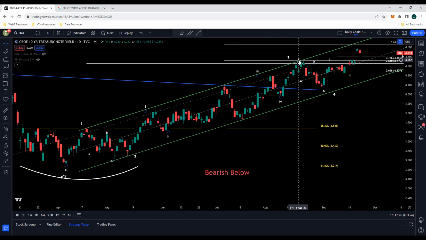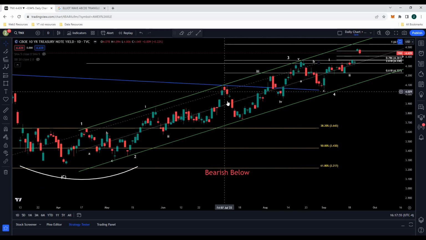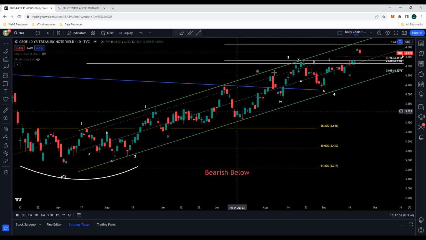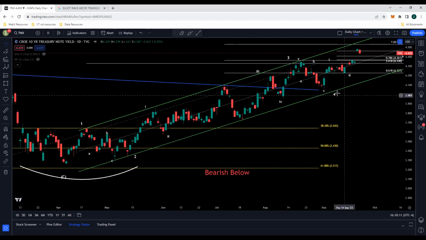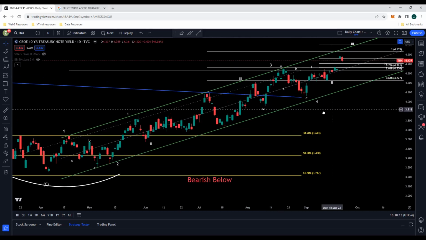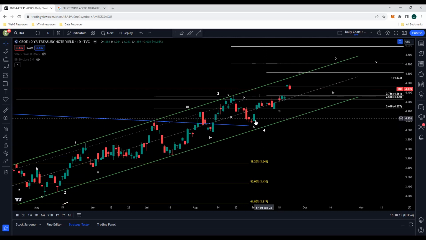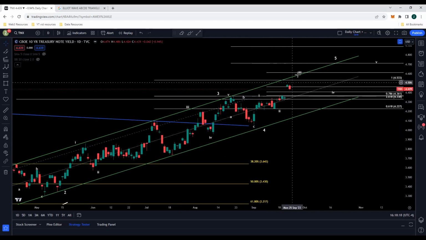Now, originally, I had this as the 3 right here, the 4 right here, and the 5 right here. But the way this was behaving, because there was really no ABC correction right here, and your wave 3 is typically the strongest and most impulsive of all the waves, I think that the wave 3 actually completed up here. And then we got our wave 5 up here. We got an ABC to the downside for wave 4. Wave 4 right here. And now we're looking at 1 up, 2 down, 3 up.